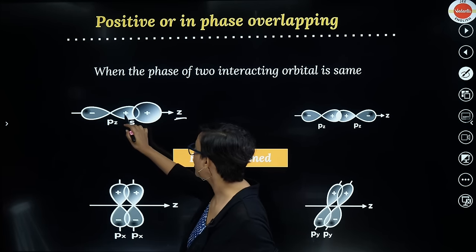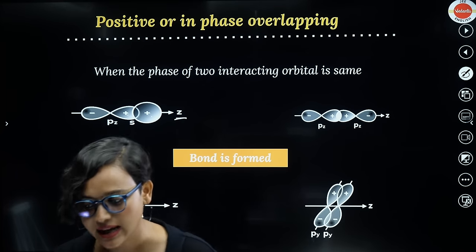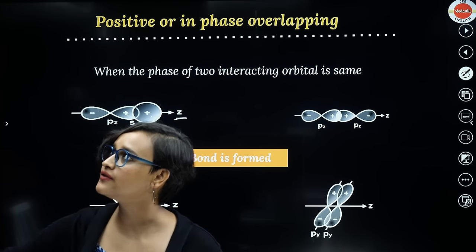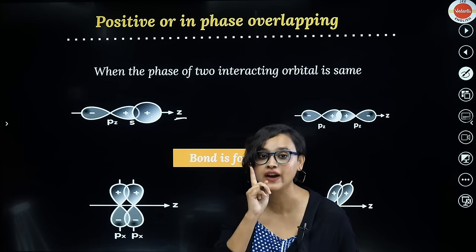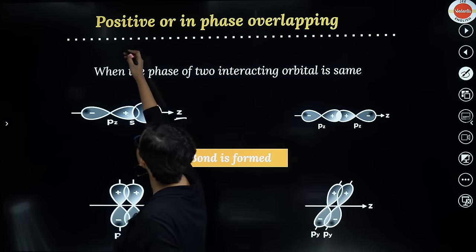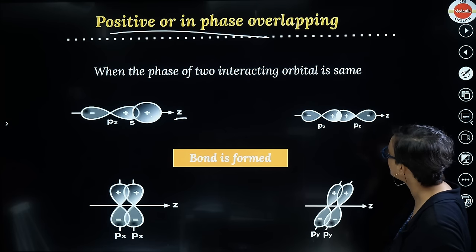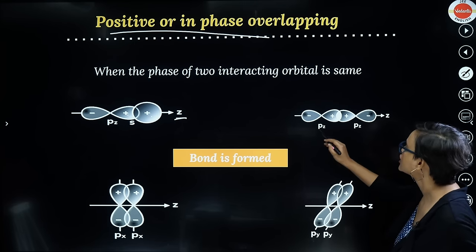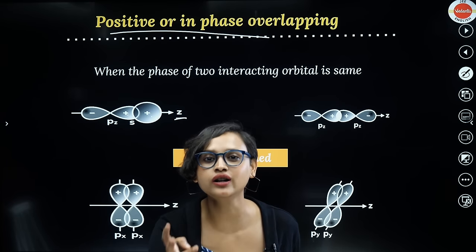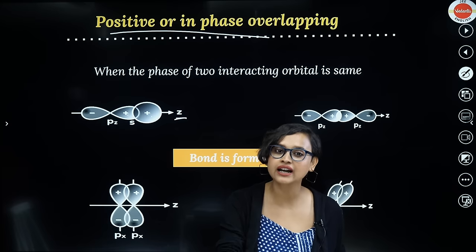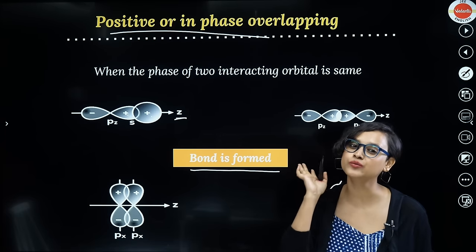Now, check it out. Positive, positive. Same phase, everybody. If the interaction is happening between the same phase, then we call it a positive or in-phase overlapping. Now, this is again the z axis. There is a pz here, there is a pz from this side. Positive, positive, again a positive phase. Whenever there is a positive overlapping, the bond is formed. Bond is formed during positive overlapping.